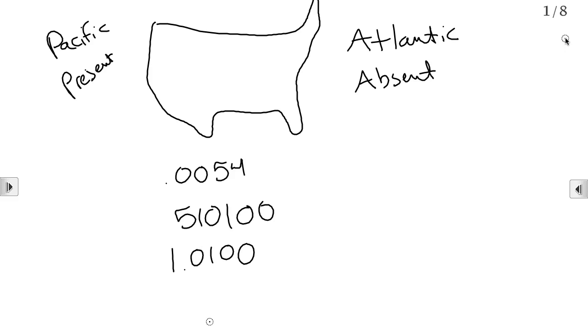this number. The decimal is present, so I'm going to start in the Pacific. I'm going to start counting at the first non-zero, and I'm going to keep going. So, 1, 2, 3, 4, 5. Everything after it is significant. Okay, so one more.